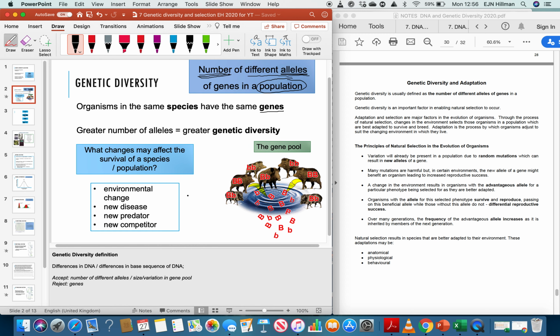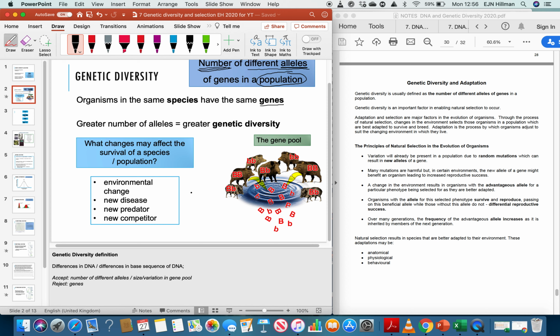So there are some factors which will affect the survival of a species or affect the survival of a population, and they include environmental change, the emergence of a new disease, a new predator, or perhaps a new competitor. So a competitor is something that is competing for a limited resource in that habitat.